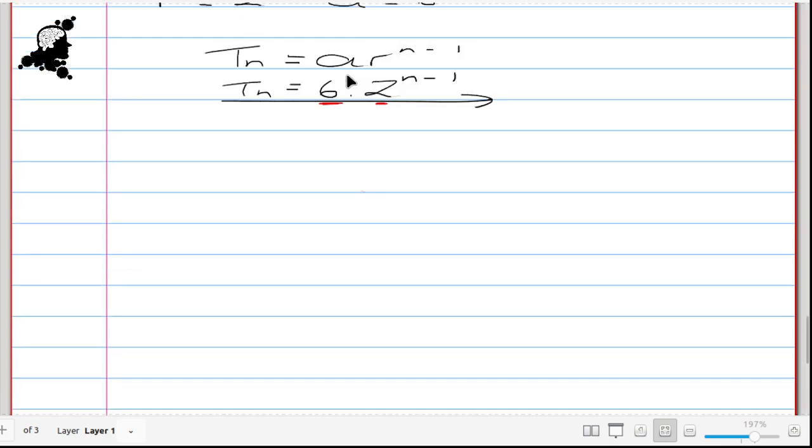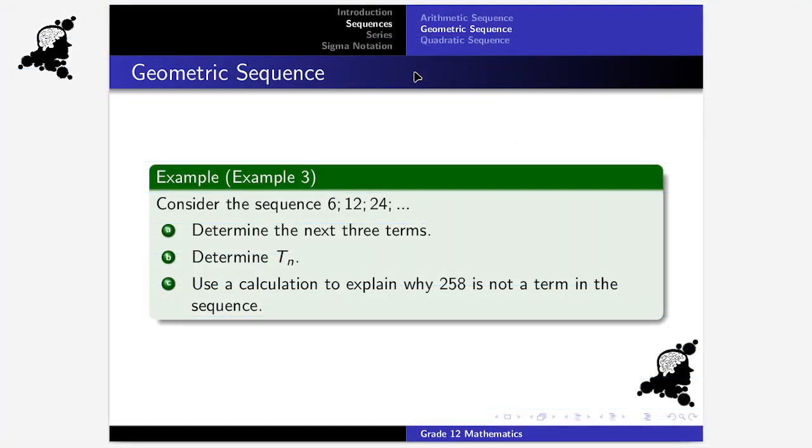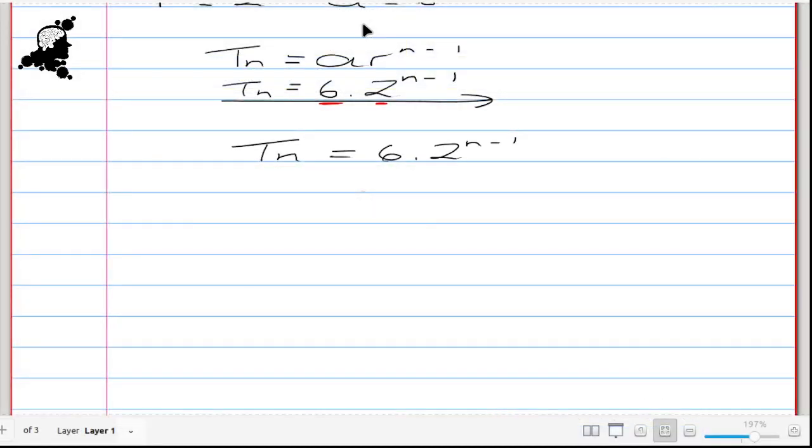So if I go back up again and I look at my general term, Tn is equal to 6 times 2 to the power n minus 1. Let's quickly go back to the notes and see what the question said. We need to explain why 258 is not a term in the sequence. So what I'm going to do here is pretend 258 is actually a term in the sequence. I'm going to substitute 258 here: 258 is equal to 6 times 2 to the power n minus 1.